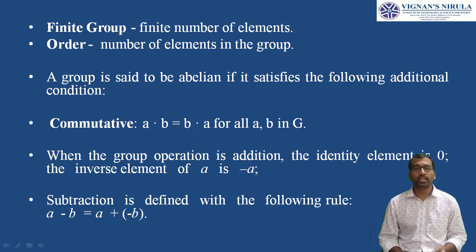A group is said to be abelian if it satisfies the following additional condition, which is called commutativity. That means A dot B equals B dot A. If the group satisfies this condition, then that group is called abelian. The set of integers, positive, negative, and 0, under addition is an abelian group. The set of non-zero real numbers under multiplication is an abelian group.